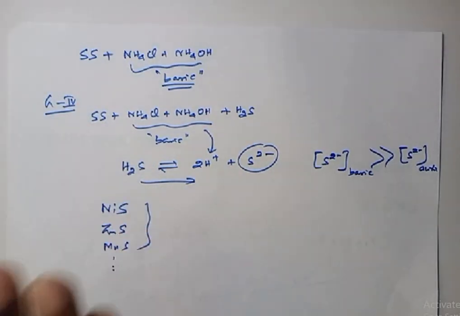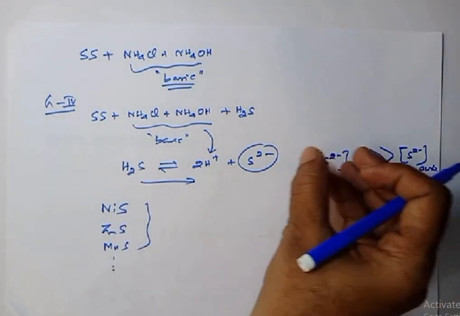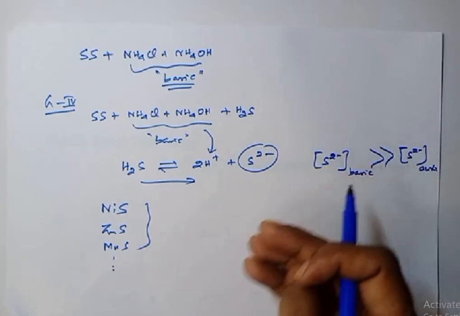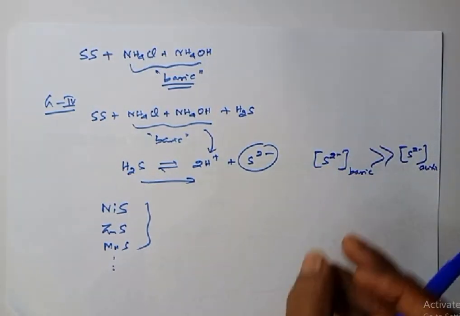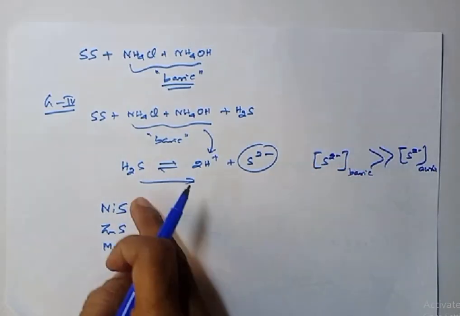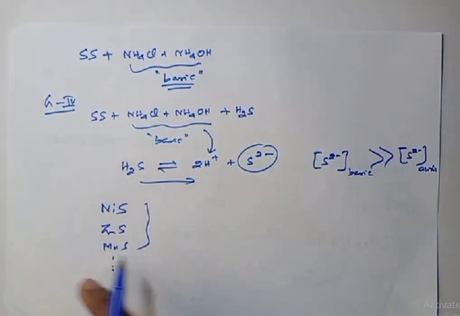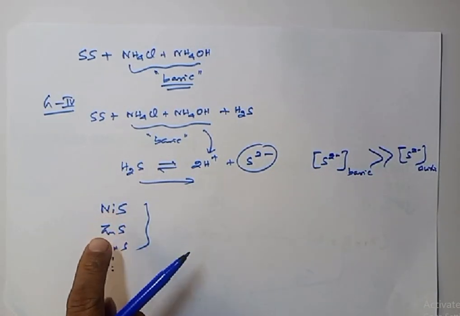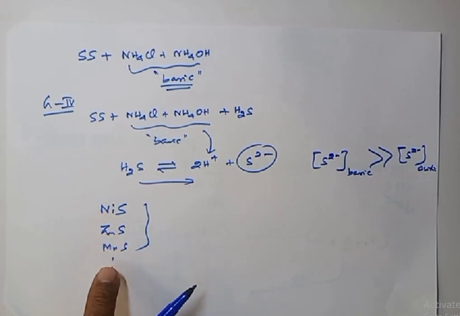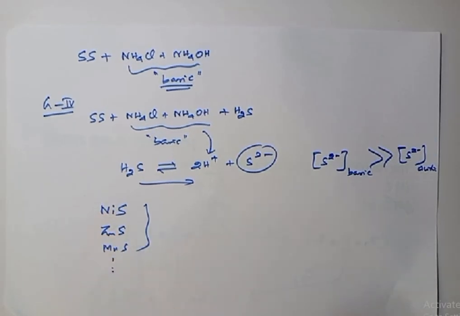So what's the reason? The reason is that in basic medium, the sulfide ion concentration is high. This concentration is sufficient to precipitate the group 4 metal ions like nickel 2 plus, zinc 2 plus, manganese 2 plus, etc.